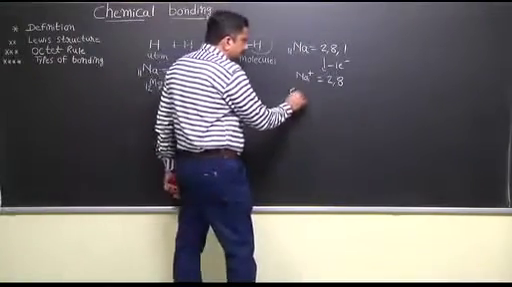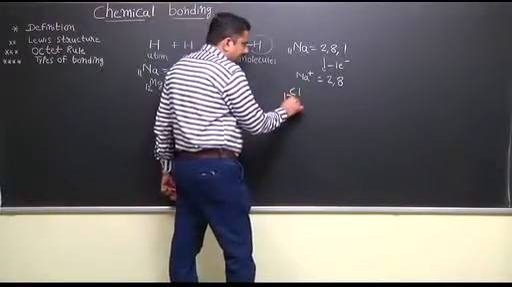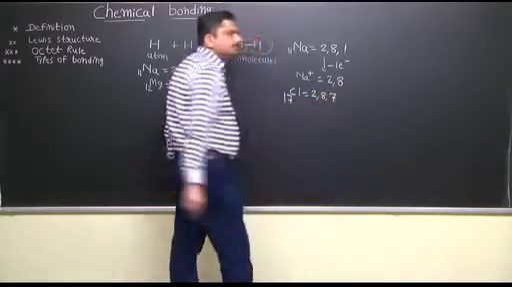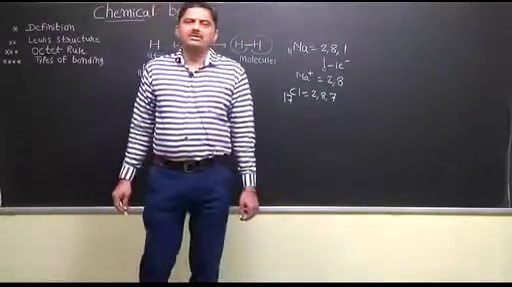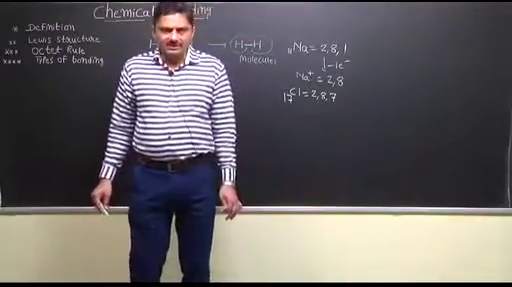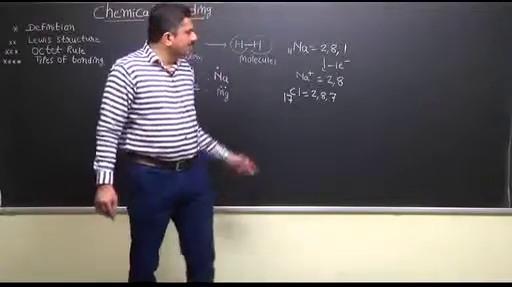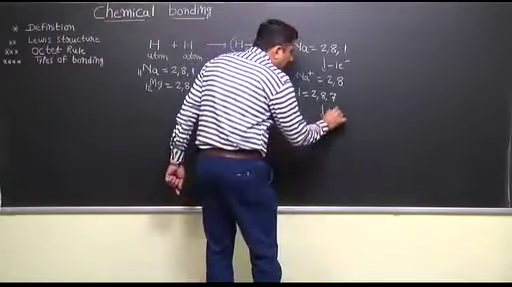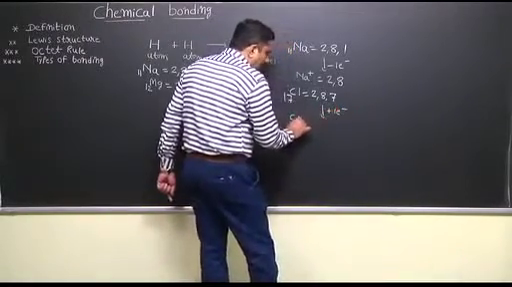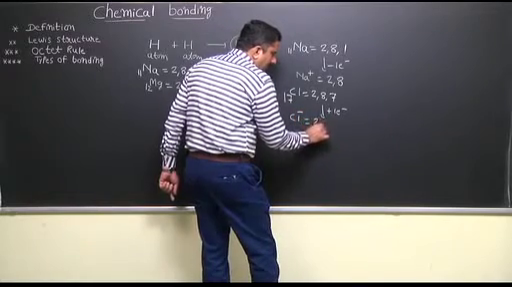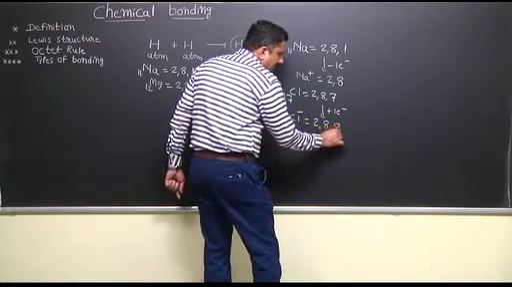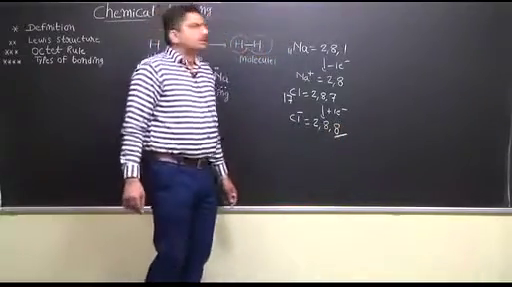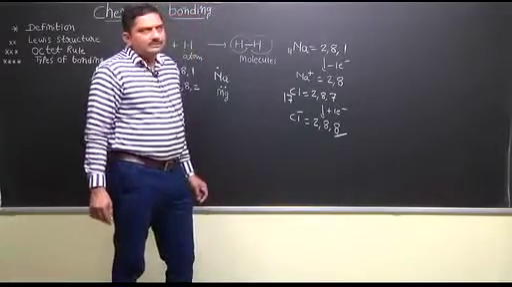Similarly, chlorine, atomic number 17, 2, 8, 7. It requires one electron to complete its octet. Therefore, it accepts one electron and forms a chloride ion, and its octet is complete, meaning 8 electrons in the outermost shell. This is about the octet rule.